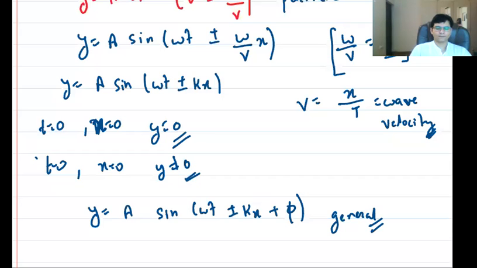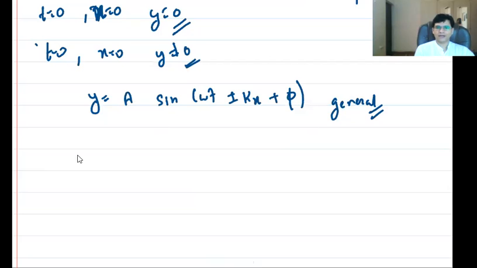Okay. Now let's do something with this equation. We know that y is equal to this. What is dy by dt? Tell me, what is dy by dt? It is the velocity of the particle. Yes or no? Velocity of the particle, right?